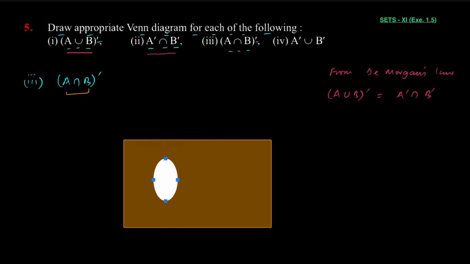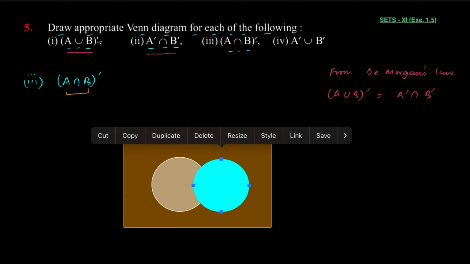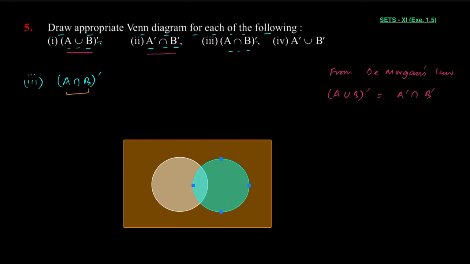Let this circle represent set A, and let this circle represent our set B. So this rectangle represents our universal set, the first circle represents set A and the second circle represents set B. Now what is A intersection B? We know that A intersection B is the common part of the two sets. That is this part.